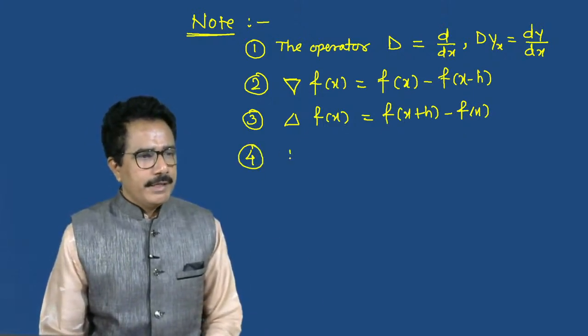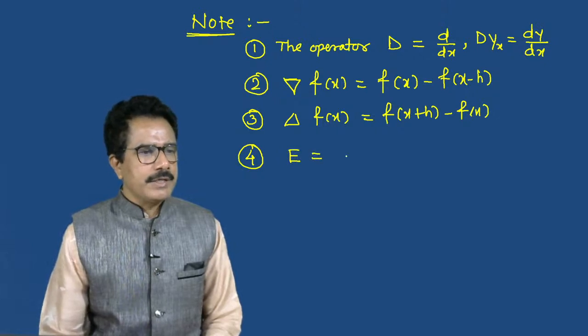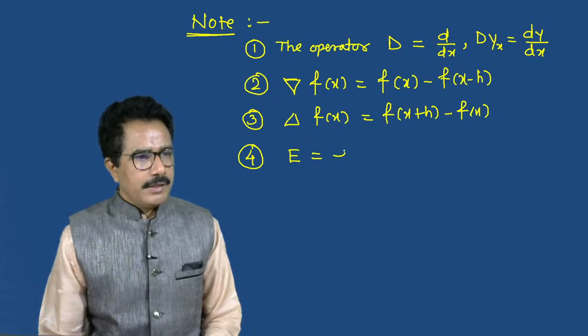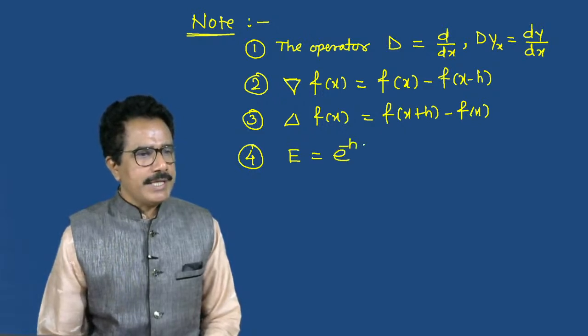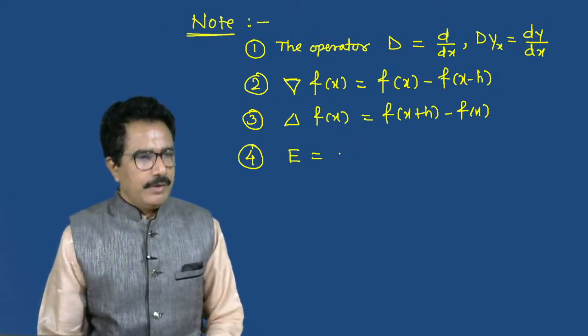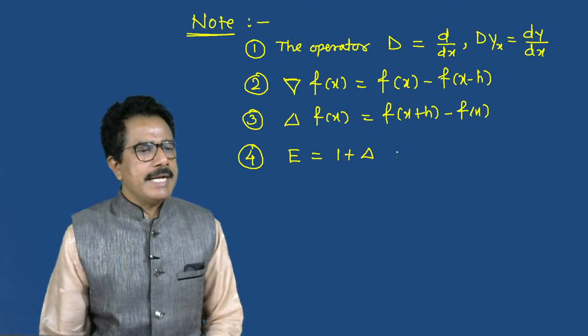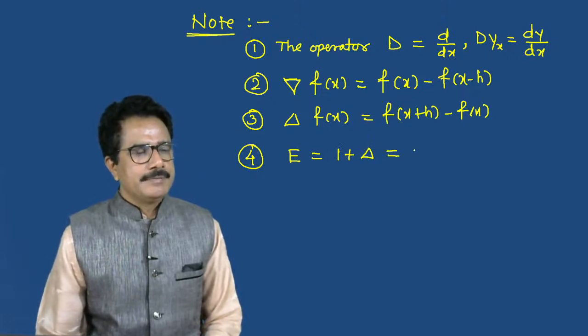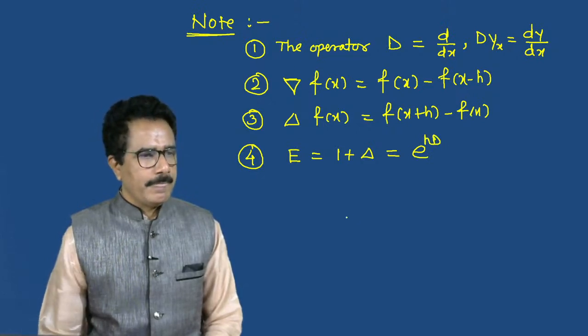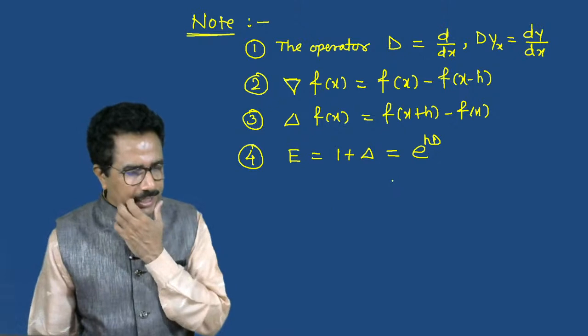Fourth, E is equal to e raised to minus hD, sorry, E is equal to 1 plus delta, which is given by e raised to hD, means E is equal to e raised to hD.